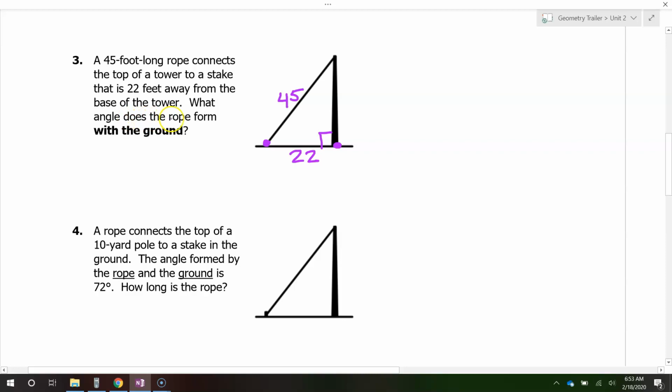Now, what angle does the rope form with the ground? So here's the rope, here's the ground. The angle that we're talking about is the one that is right here. So let's label the sides. The hypotenuse goes first. It is across from the 90-degree angle. We circle the angle that we are looking for. Draw an arrow, that's the opposite side. The other side is the adjacent side. We write Sohcahtoa.